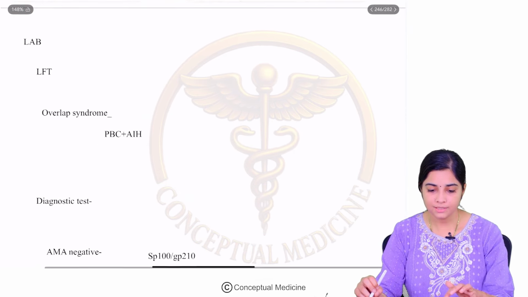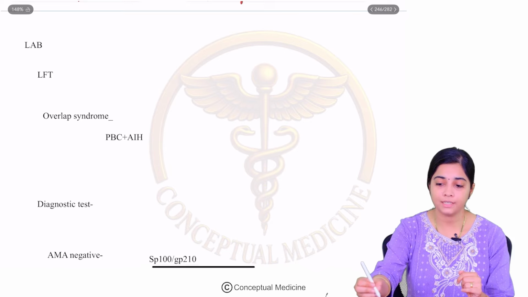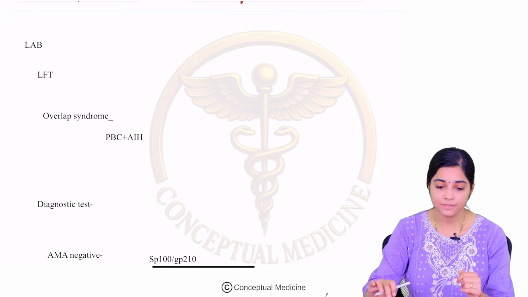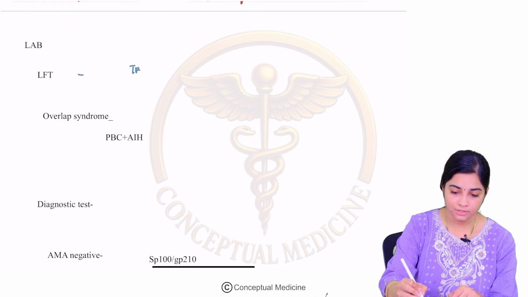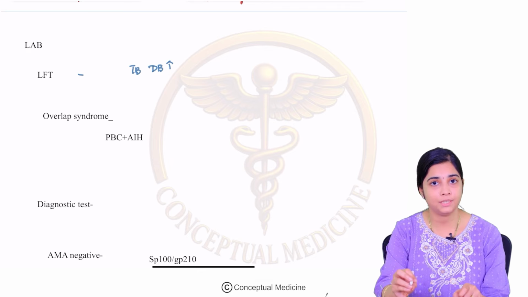Alright. Now, let us understand what laboratory features you can find in PBC. What are the laboratory features you can find? In your LFT, what will you find? Of course, you can have TB and DB, which is your total bilirubin and direct bilirubin, that can be elevated.